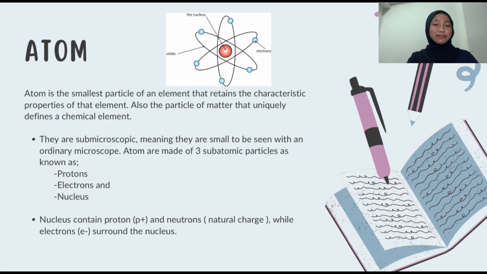The first is atom. Atom is the smallest particle of an element that retains the characteristic properties of that element. Also, the particle of matter that uniquely defines a chemical element. They are submicroscopic, meaning they are too small to be seen with an ordinary microscope. Atom is made of 3 subatomic particles known as protons, electrons, and neutrons. Nucleus contains protons and neutrons, while electrons surround the nucleus.